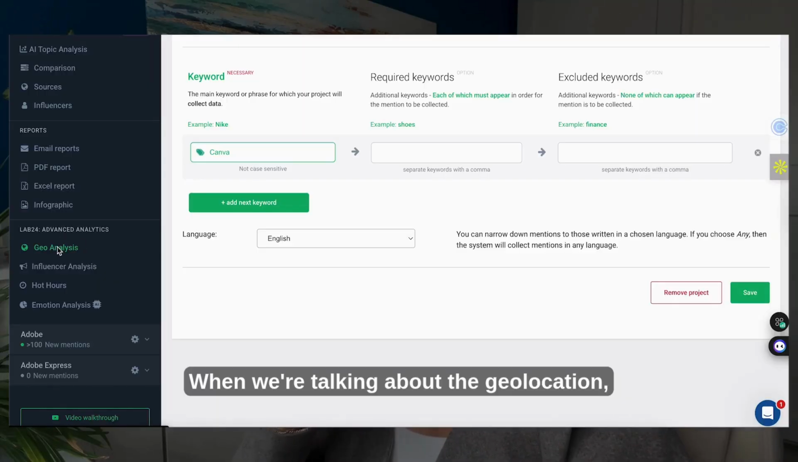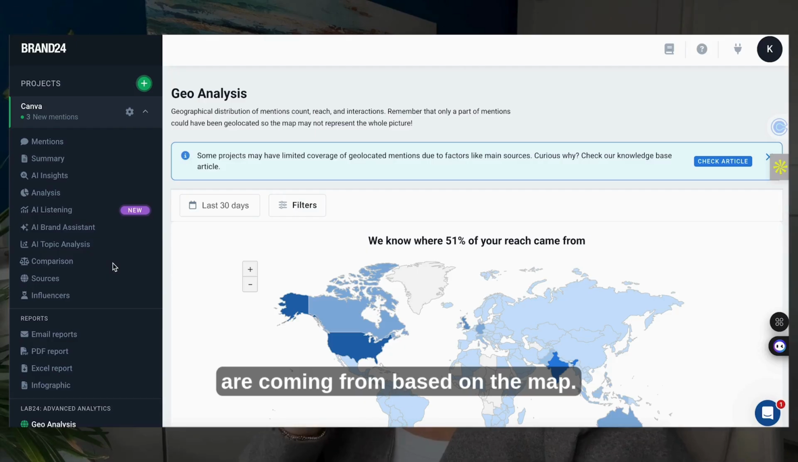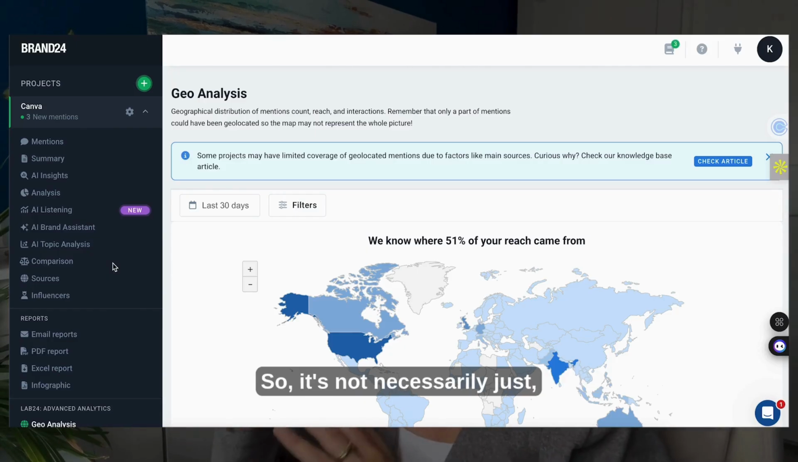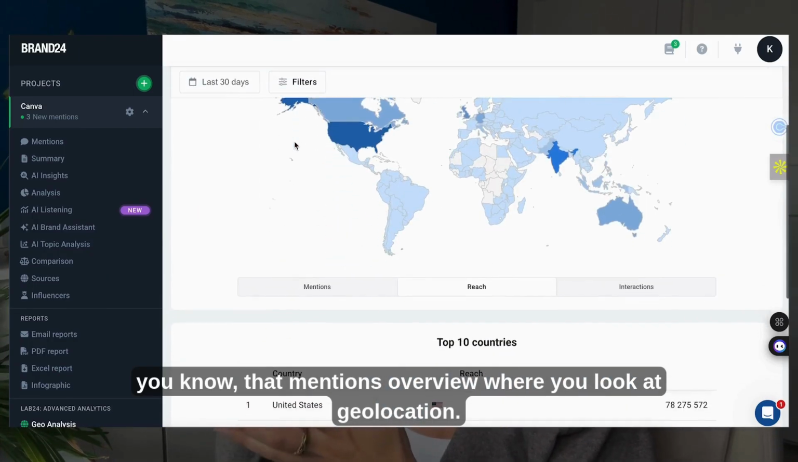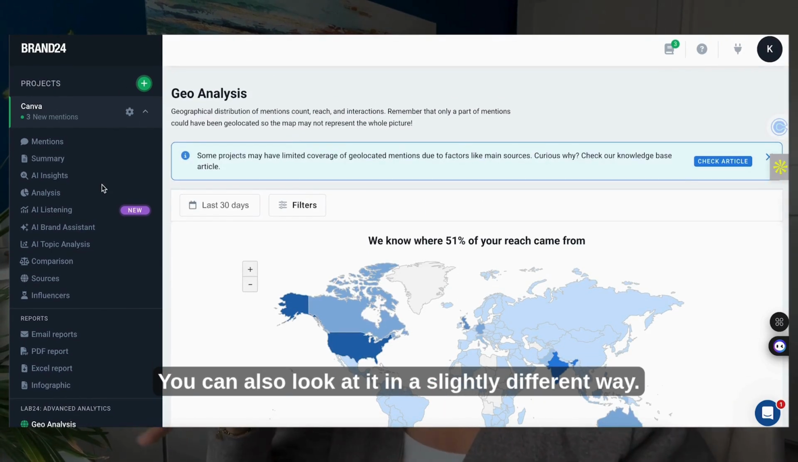When we're talking about the geolocation, you can also look at where people are coming from based on a map. So it's not necessarily just that mentions overview where you look at geolocation. You can also look at it in a slightly different way.